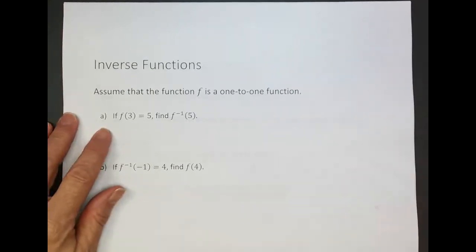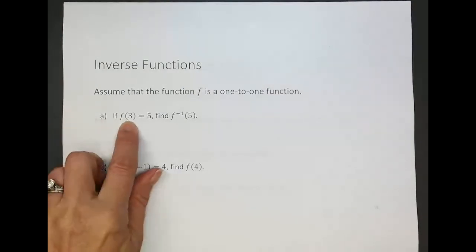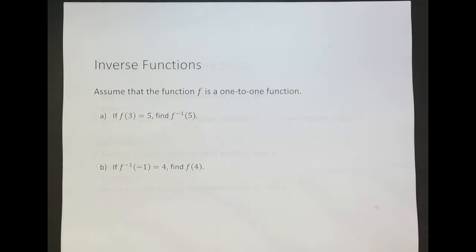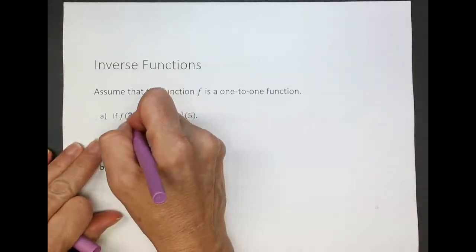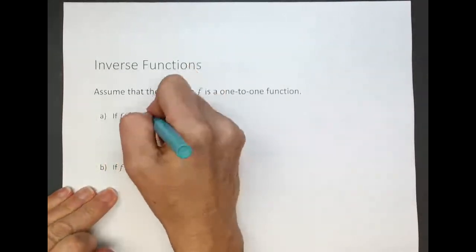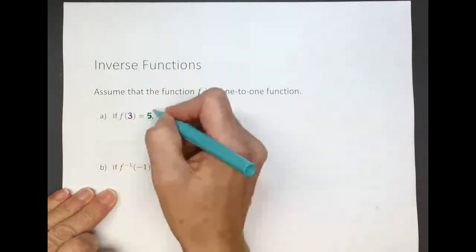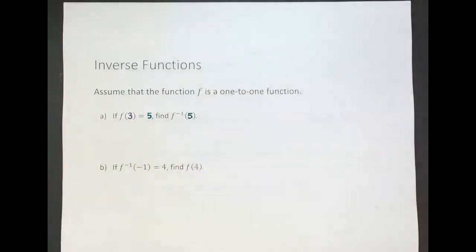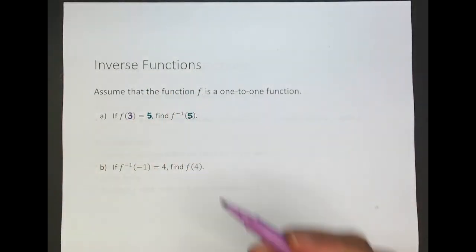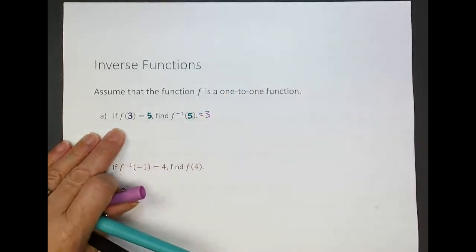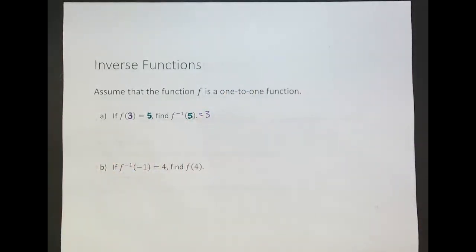All right, here's our example, an inverse function. If f of 3 equals 5, find f inverse of 5. What are we saying here? We're saying that the input to f is 3, or the x is 3, and the output of f is 5, or the y is 5. So when we take that output and feed it into our inverse, or if the input to f inverse is 5, what does the output have to be? Well, it has to be the input of the function that it's the inverse of, or 3. Right?